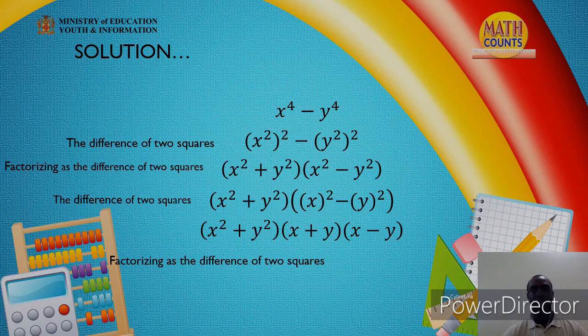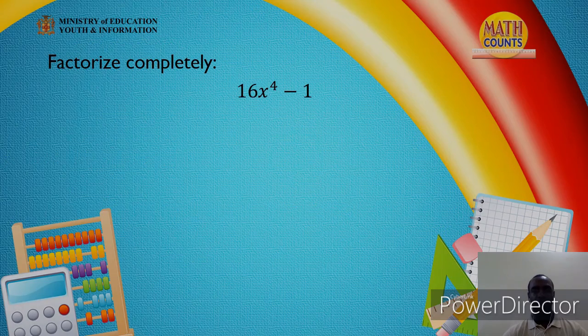Now, here is another example for you. 16x raised to the 4th power minus 1. How do you factorize this completely? Okay, so some persons have already paused the video. Very good. Let us now go through this solution.